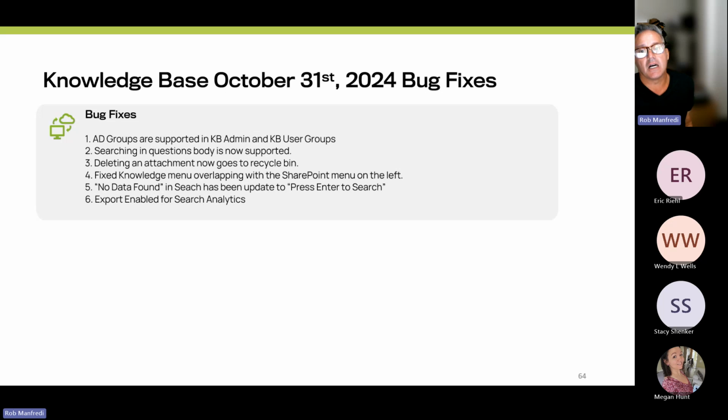We fixed a menu within the knowledge base that was overlapping with the SharePoint menu. So we did some stylistic stuff. We had a label in the search that said no data found if it didn't find a match in the title, because there's some intelligent typing. That was a little misleading because that data could still be available in the body. So now if no data is found, we put the term up, press enter to search. And then we put the export button on the analytics as well. So some pretty neat things that we've added in here.